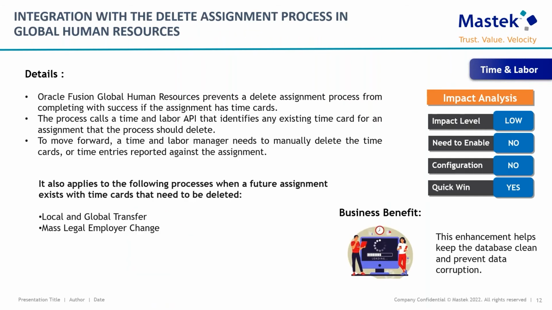Now, integration with the delete assignment process in Global Human Resources. Oracle Fusion Global Human Resources prevents a delete assignment process from completing successfully if the assignment has a time card. So earlier, when we used to run the delete assignment process and there was a time card, the system was allowing us to delete the assignment, and then the time card was there without any assignment. But now the system is going to give us an error that there is a time card, you cannot delete the assignment. So first you have to go and delete the time card manually, and then only you can run the process to delete the assignment. Okay.